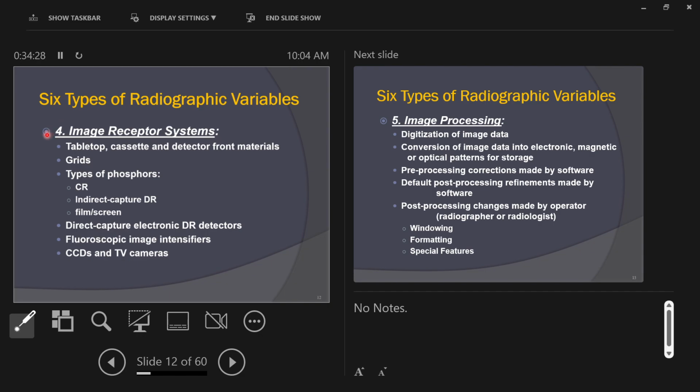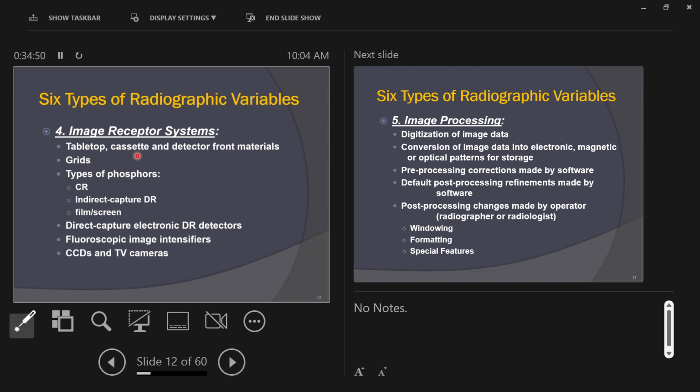Category 4 deals with image receptors. So whether or not you perform the radiograph on the tabletop, whether or not your cassette material is made of something that is radiolucent, as in x-rays pass through it easily, or radio opaque, which wouldn't be a good idea. Usually our cassettes are made of carbon fiber on their front face.